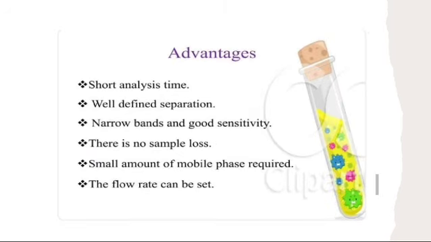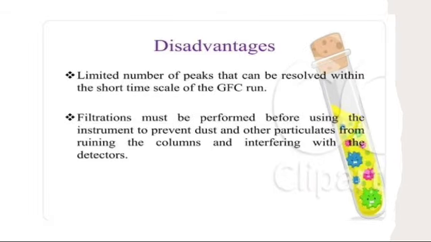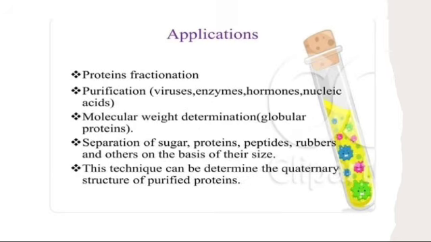Advantages: short analysis time, well-defined separation, narrow bands, and good sensitivity. There is no sample loss. Only a small amount of mobile phase is required. The flow rate can be set. Disadvantages: a limited number of peaks can be resolved within the short time scale of a GFC run. Filtration must be performed before using the instrument to prevent dust and other particles from clogging columns and interfering with the detectors.